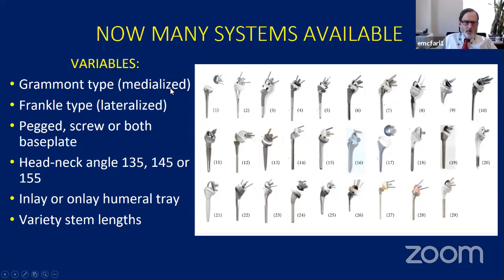So the Grammont type is called medialized. The Frankel type is lateralized. The base plates can be pegged, or they can have a central screw, or they can have both. The head neck angles now are available in 135, 145, or 155. 135s tend to have less impingement and instability. You can have the humeral tray, which is this portion with the polyethylene on it.